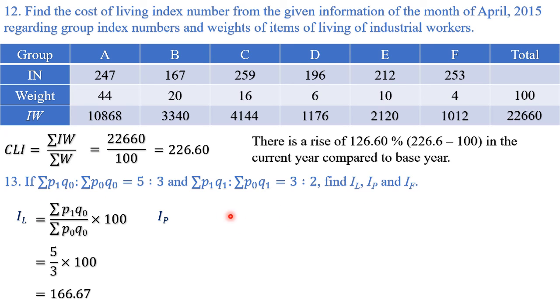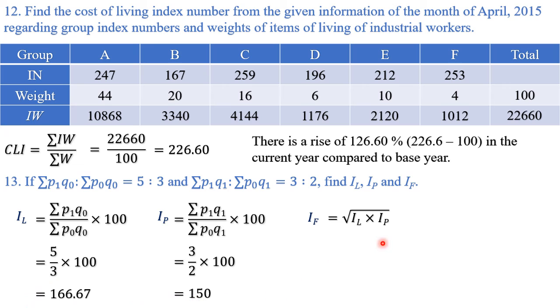Similarly, if I am calculating Paasche's index number, and if I write the formula for that, you can see that this P1 Q1 and P0 Q1 are quite similar to these values, and that means I can use this 3:2 for calculating Paasche. So 3 upon 2 into 100 is simply 150. And Fisher's index number is very easy because it uses the Laspeyres and Paasche's index numbers' geometric mean. So IL into IP whole root, that is 166.67 into 150 whole root. Just multiply these values and whatever is the answer, root it, you get 158.12. So this is the Laspeyres, Paasche and Fisher's index number for the given question.